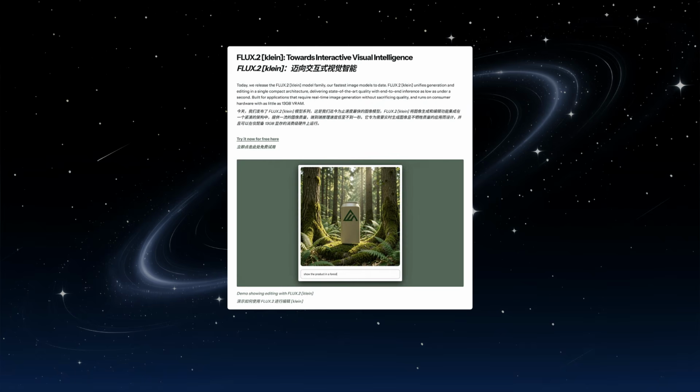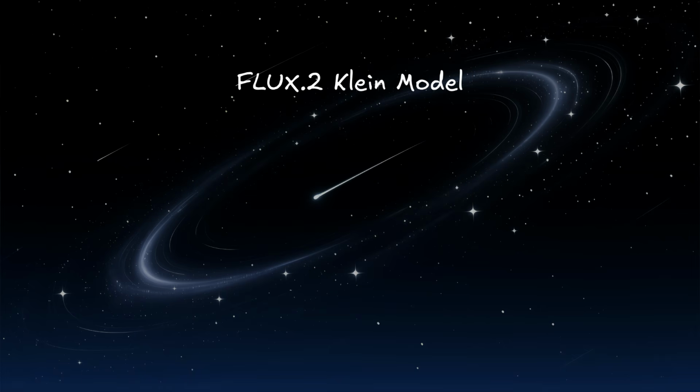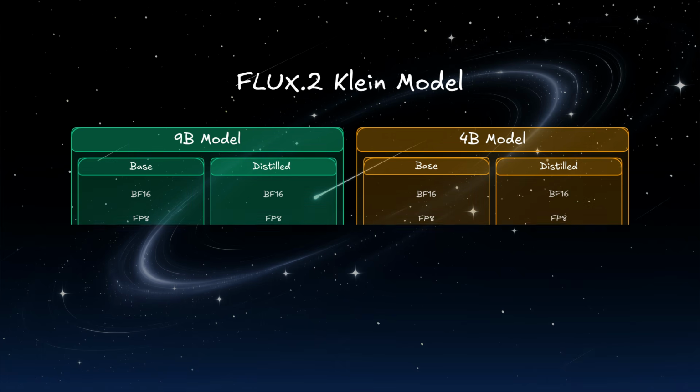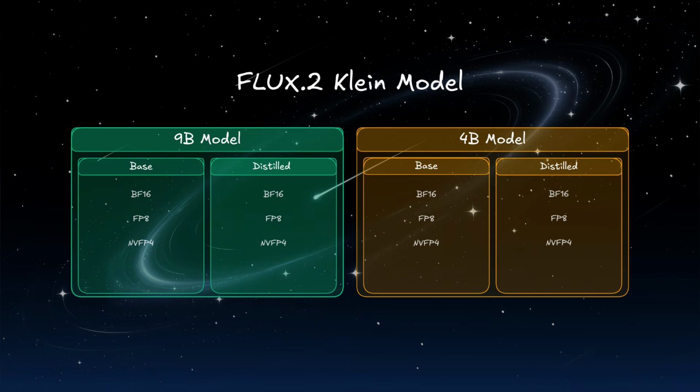The FLUX.2 Klein model was released by Black Forest Labs in January 2026. The official release includes models in 2 parameter sizes, 9B and 4B. The full model is in BF16 format, and the 9B model also has FP8 and NVFP4 formats available. Each parameter version is further divided into base and distilled versions, so there are indeed many model files.